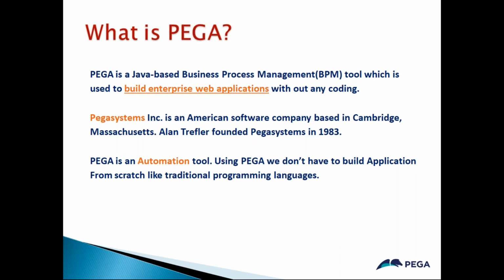But actually, in the background, Java programming will be running. When you're using this Pega technology, it is totally built on a Java platform. But as a developer, we are not going to use Java anywhere, directly or indirectly. In the background, it will run automatically. Pega is not a programming technology, it is an application, and using this application, we are going to build new applications.